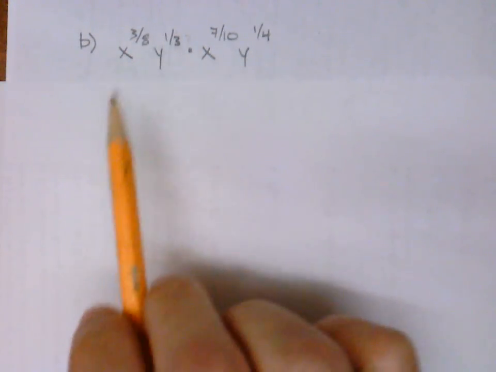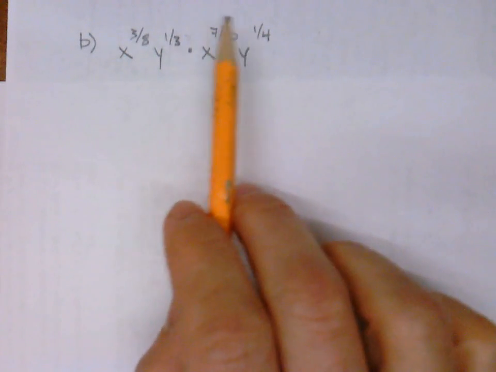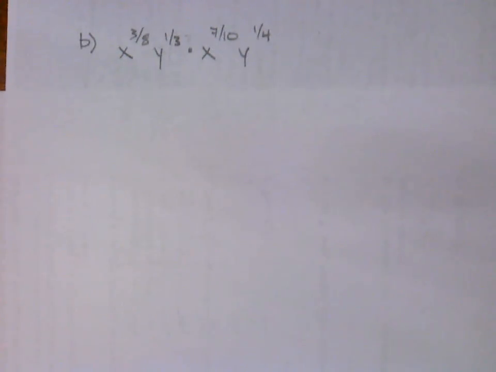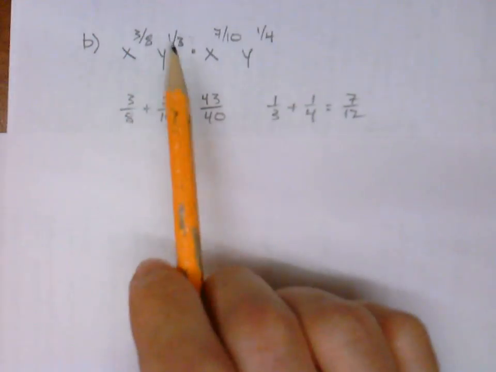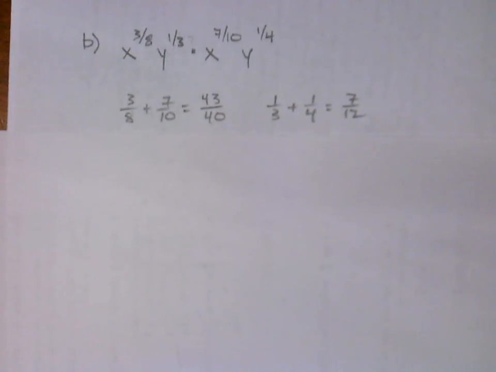We need to add the exponents on x. We need to add the exponents on y. And so you might just do this completely in your calculator, of course, adding the exponents on x and simplifying, adding the exponents on y and simplifying. The answer here is x to the 43/40, y to the 7/12. There you go.